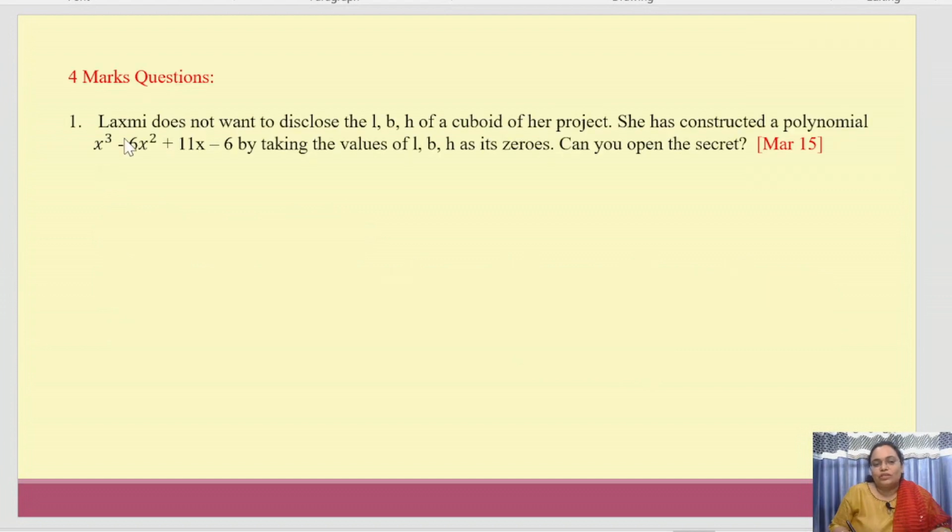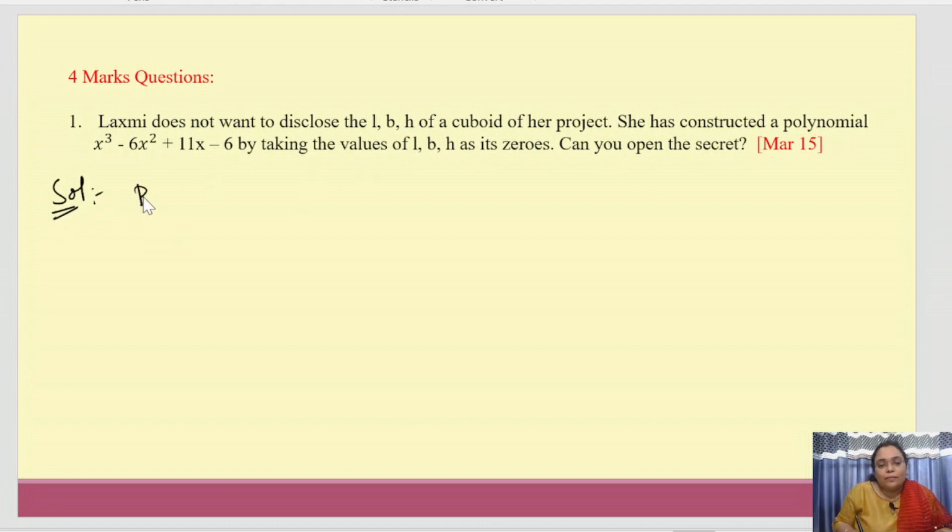So the first question: Lakshmi does not want to disclose the LBH of a cuboid of her project. She has constructed a polynomial x cubed minus 6x squared plus 11x minus 6 by taking the values of LBH as its zeros. Can you open the secret? So we need to find the values of L, B and H. Okay, so let us solve this problem.